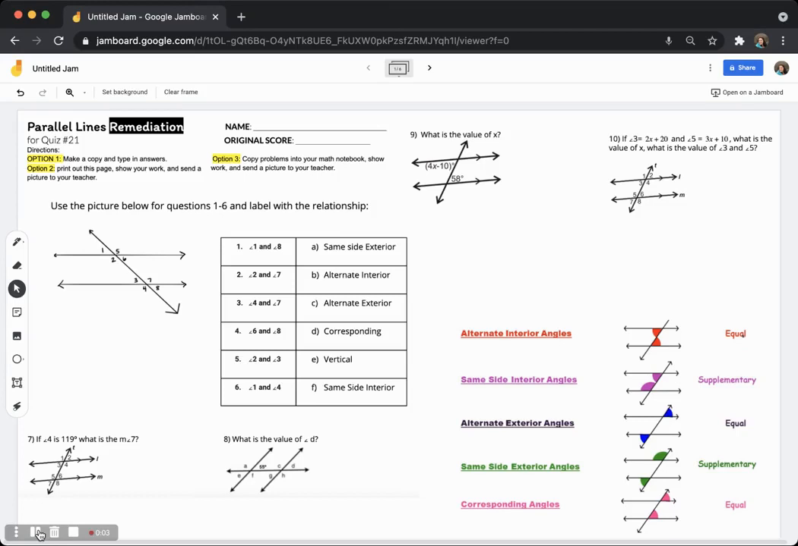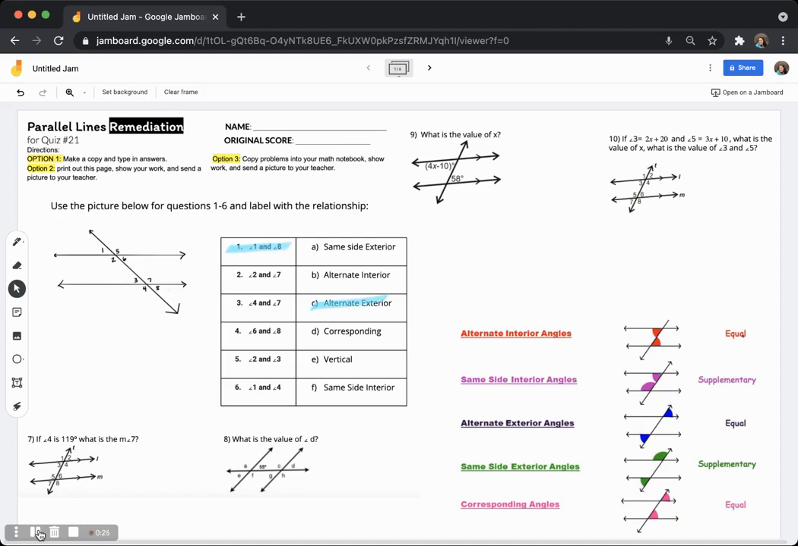Right, in the first set, you are matching the angles with the correct relationship. So the first one says angles 1 and 8. And those are on opposite sides, and they are outside the parallel lines, so that makes them alternate exterior angles.